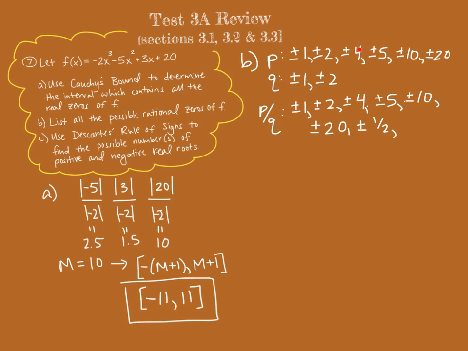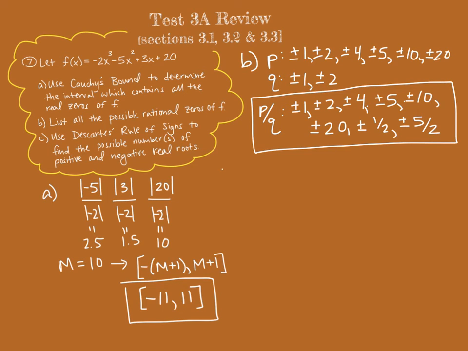The next p-value is 4. 4 over 2 is 2. Don't need to list it again. 5. 5 over 2 is 5/2. We don't have that one listed yet, so we'll list it. Then we'll have 10. 10 over 2 is 5. We've already listed that. The last one's 20. 20 over 2 is 10, and we've already listed that. So our possible rational zeros are right here by the rational zeros theorem.